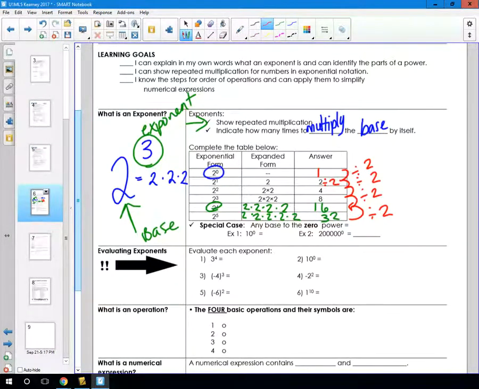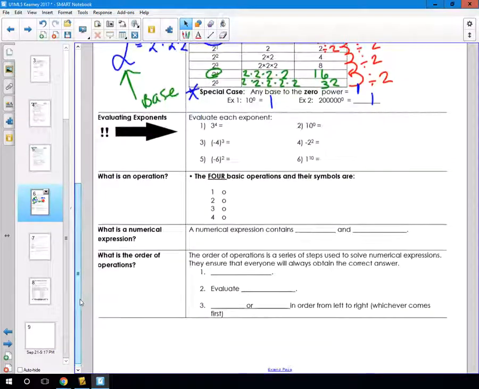And that can work for any problem, okay? Anything to the 0 power right here, this is a special case. Any base to the 0 power is always, always, always going to be 1. So for example, 10 to the 0 power is 1. 200,000 to the 0 power is 1. 1 bazillion to the 0 power is 1. Okay? So I'm going to do 1 or 2 exponent problems with you really quickly.